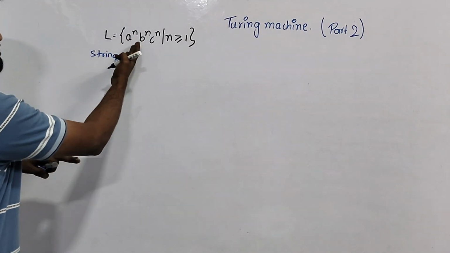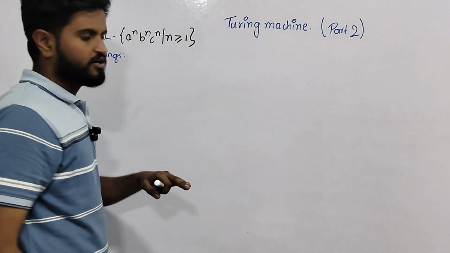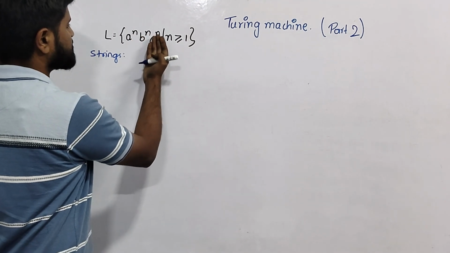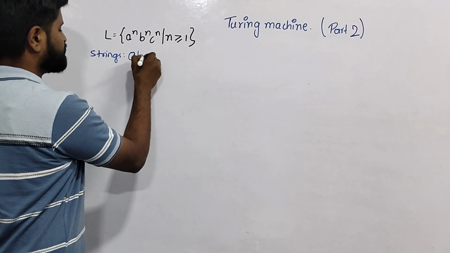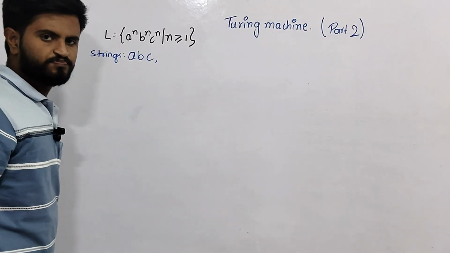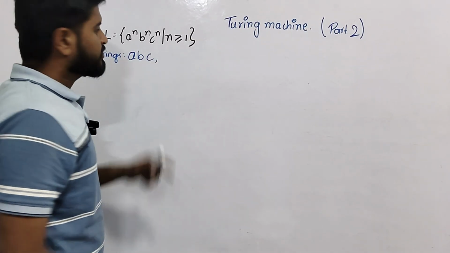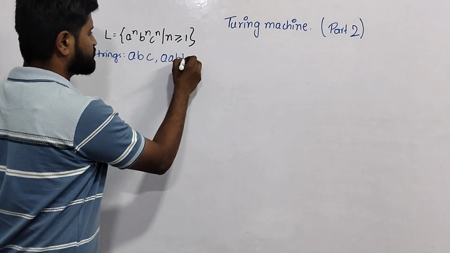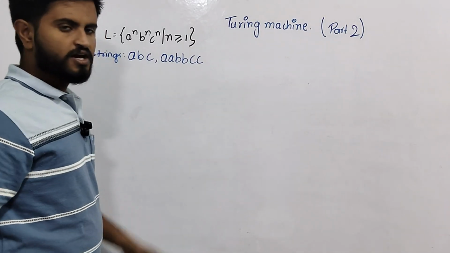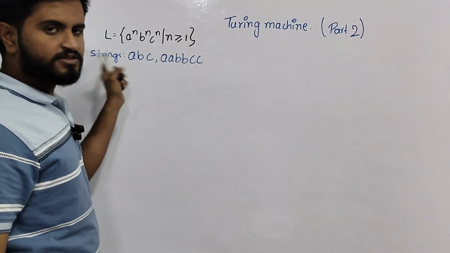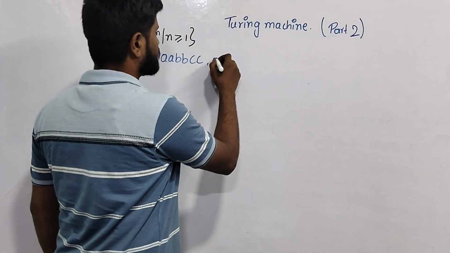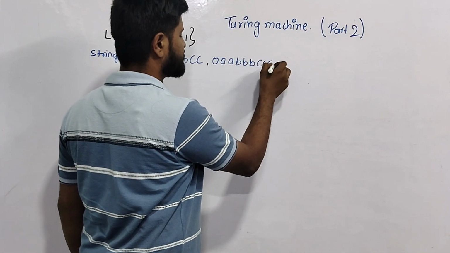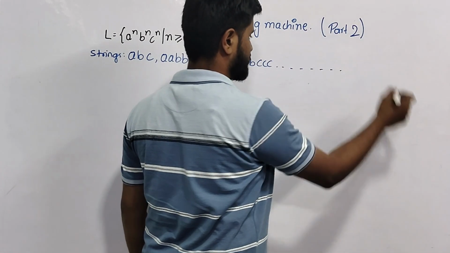So first, for the first condition, let's consider it as 1. So if n value is equal to 1, a power 1, b power 1, c power 1. So a 1 time, b 1 time, c 1 time. Next, if it is 2, a power 2, b power 2, c power 2, a 2 times, b 2 times, c 2 times. If it is a power 3, b power 3, c power 3, so a 3 times, b 3 times, c 3 times. Like this only it will continue.